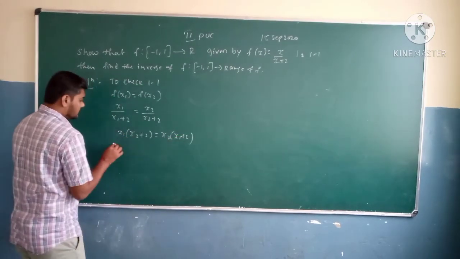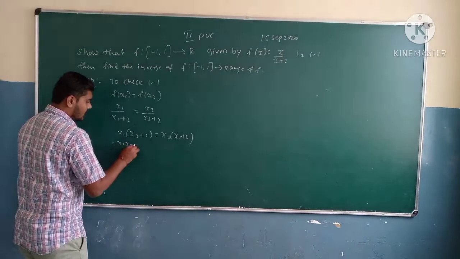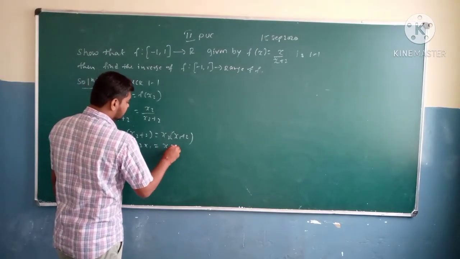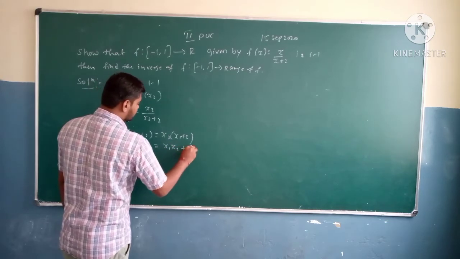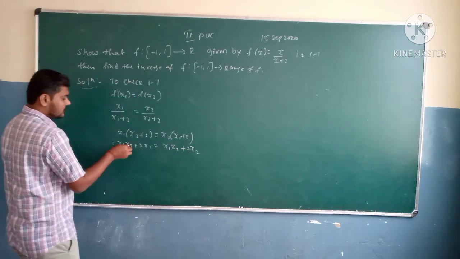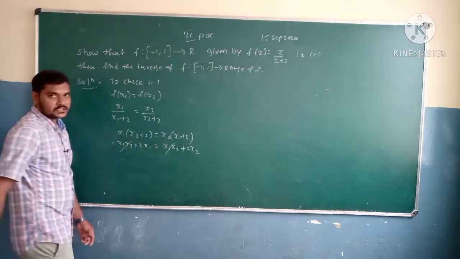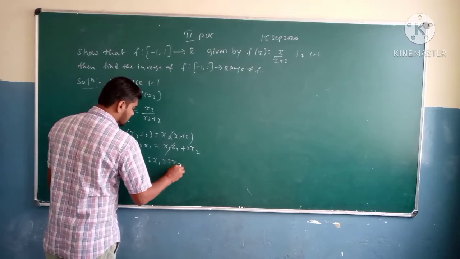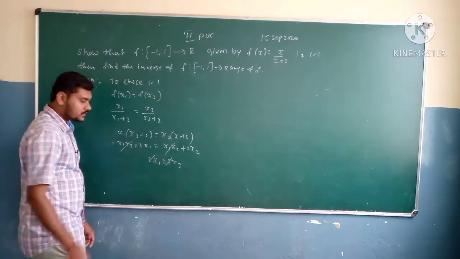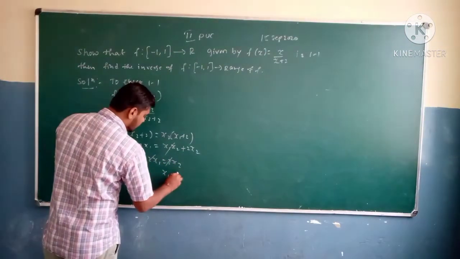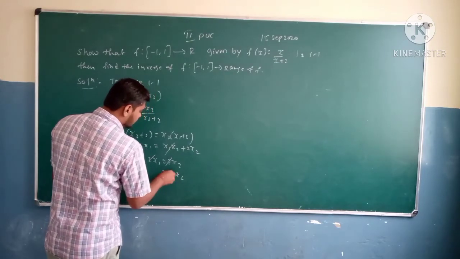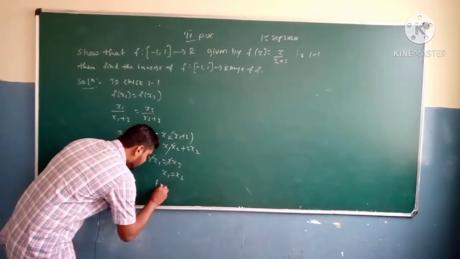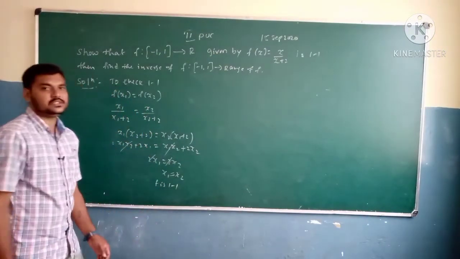So here x1 into x2 is going to be x1 x2 plus 2x1 is nothing but x1 x2 plus 2x2. Here x1 x2 is going to be cancelled from both the sides. So it is going to be 2x1, so it is going to be 2x2. Again 2 is going to be cancelled on both sides. So we are getting x1 is equal to x2. So since we are getting x1 is equal to x2, the given function is going to be the one-one function. So here f is one-one function.